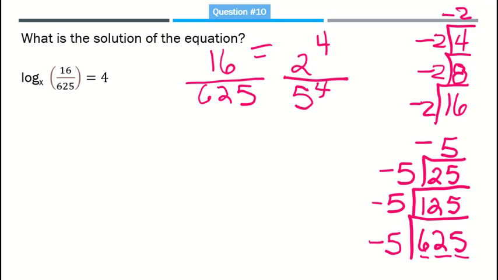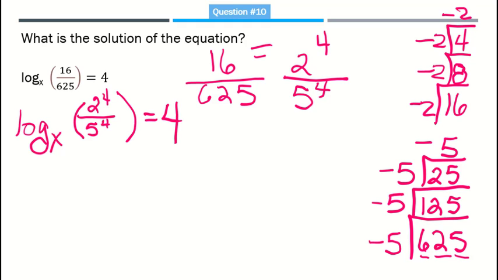So we'll rewrite this as log base x of 2 to the 4th over 5 to the 4th is equal to 4. Take a minute and look at that. And let's interpret what that means.